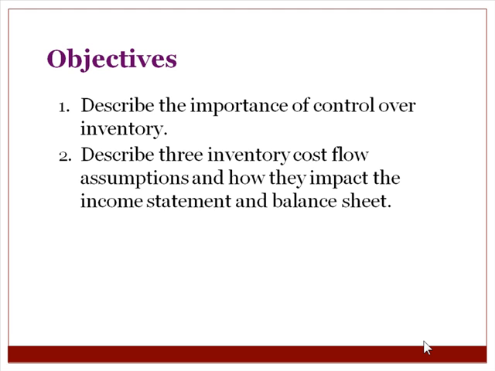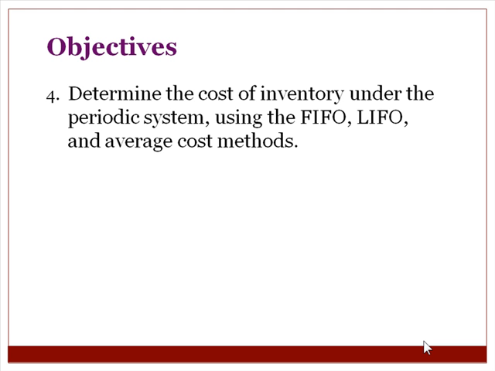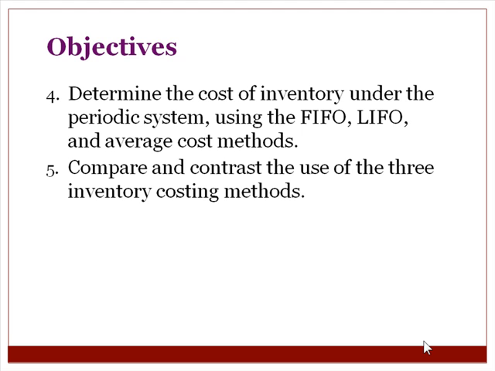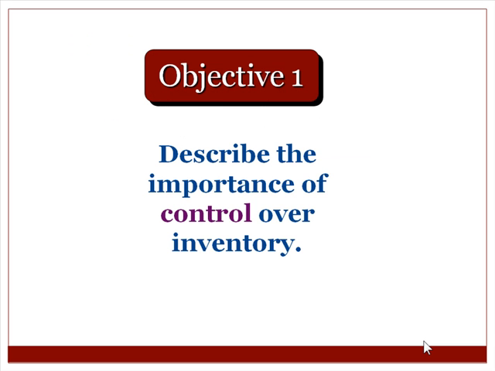The second objective is to describe the three inventory cost flow assumptions and how they impact the income statement and balance sheet. We're going to talk about three different ways to do inventory costing. And we're going to determine the cost of inventory under those methods using the perpetual system. Those methods are FIFO, LIFO, and the average cost methods. Then we're going to talk about determining the cost of inventory under the periodic system. So we're going to do perpetual and periodic and what the difference between those are. Then we'll compare and contrast the use of the three inventory costing methods, and describe the reporting of merchandise inventory on the financial statements.